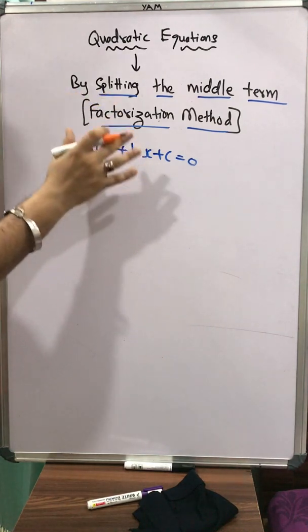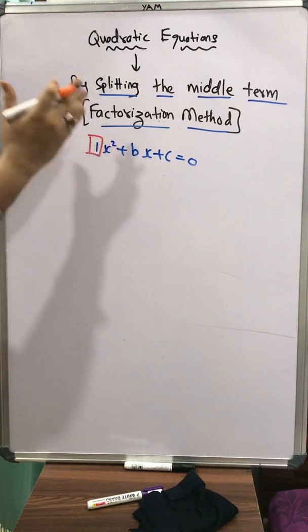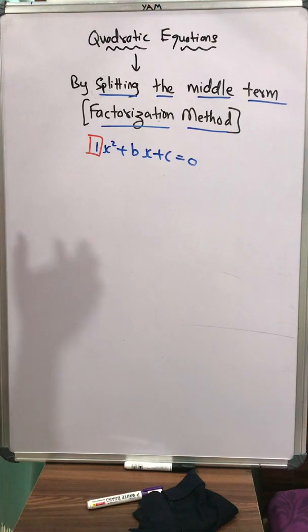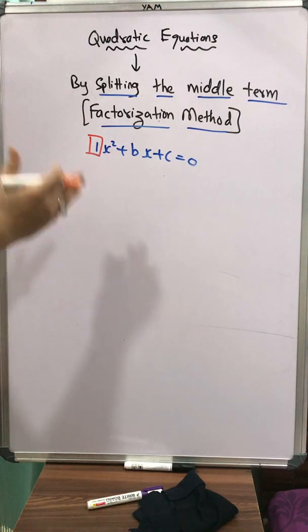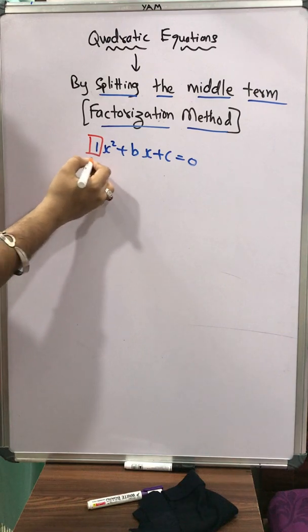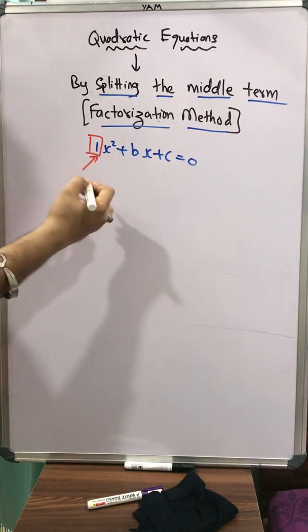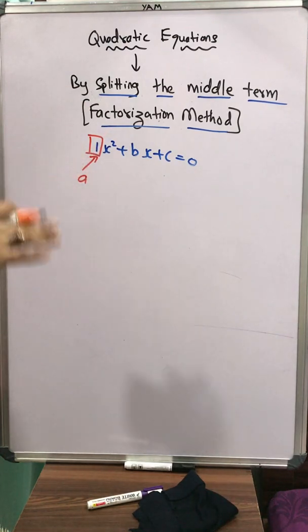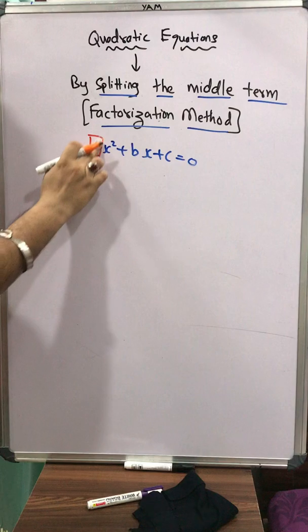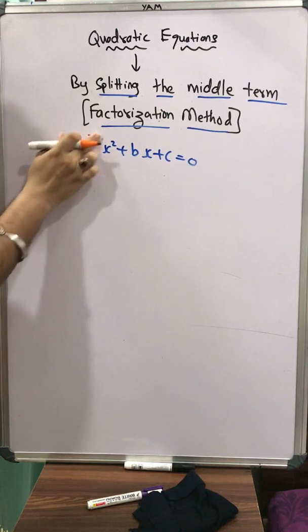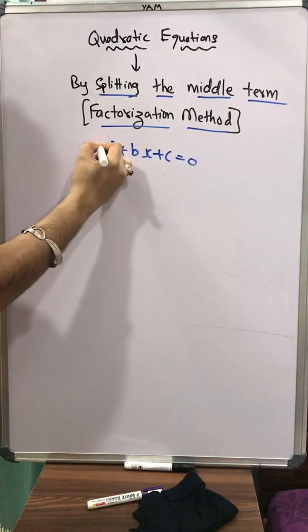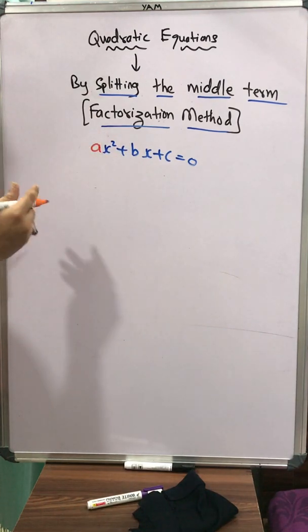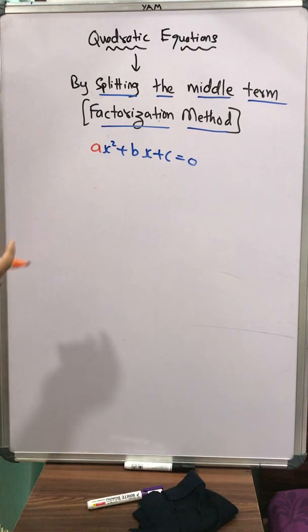These types of questions, which were very simple, we already solved in the first lecture prior to this. Now today, students will be looking at those quadratic equations where the coefficient of x square, which is called a, is other than 1. It's not 1 but other than 1. And I'll explain in just 1 minute what the difference is.